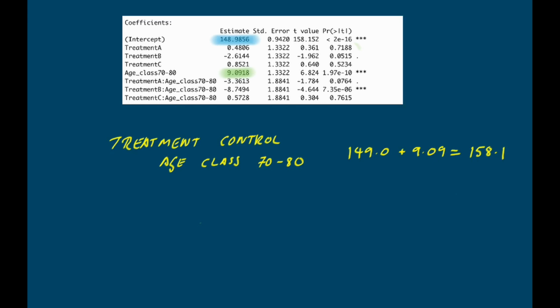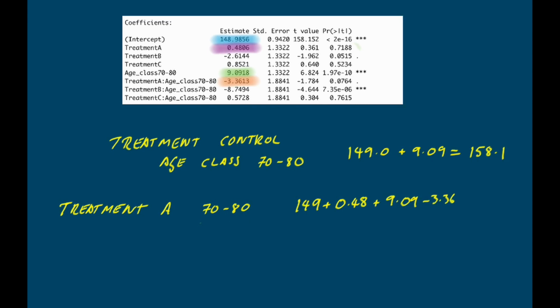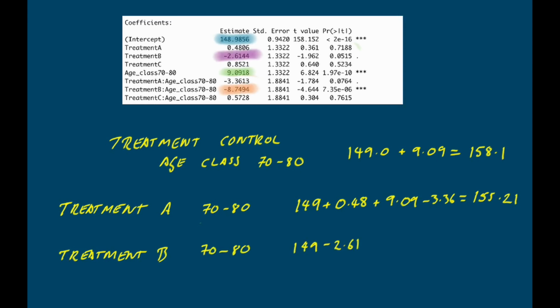What about treatment A in age class 70 to 80? Well, we can start by calculating the effect of treatment A in age class 40 to 50, or the expected mean for treatment A in age class 40 to 50, which is 149 plus 0.48, those top two coefficients that I've marked there. Then we have the effect of age class, and then we have the difference in the effect of treatment A when you're in the upper age class, and that is minus 3.36. And so the overall mean for that combination is 155.21.